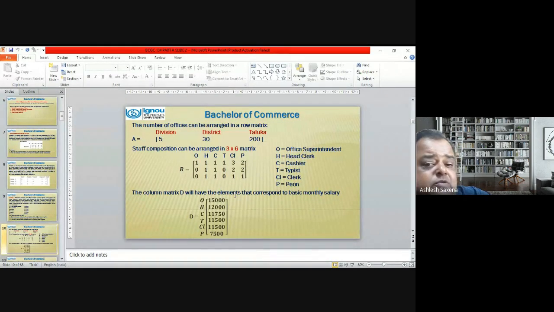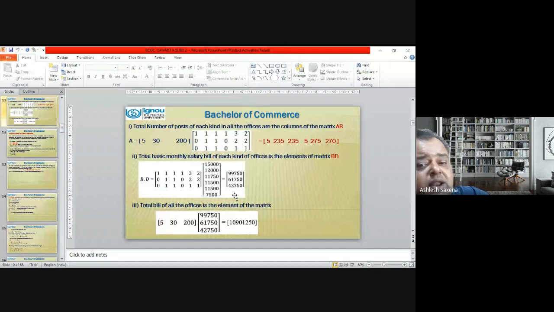Now, what are we supposed to find? The total number of posts of each kind in all the offices are in the columns of the matrix A. That means we are multiplying the offices by the number of employees, or the number of posts designated to each office. We are going to get 5, 235, 235, 5, 275, 270.